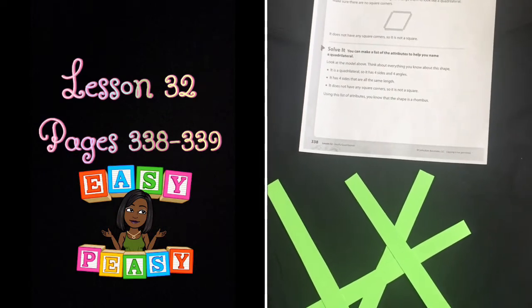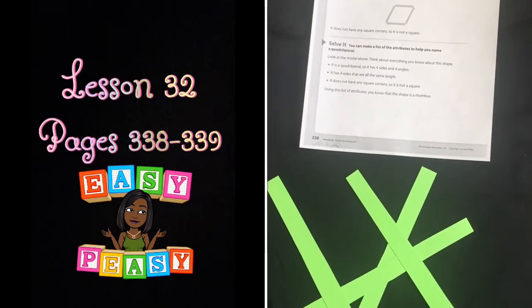It's riddle time. So our page starts out with a riddle that they want us to solve. It says, I have a quadrilateral. It has four sides that are all the same length. It does not have any square corners. What is the name of my shape?